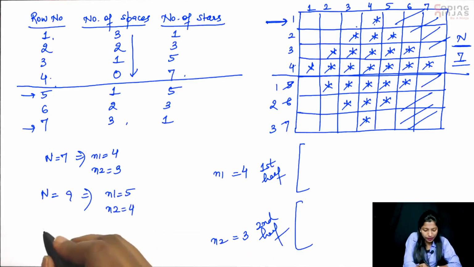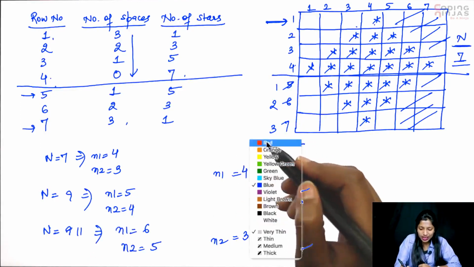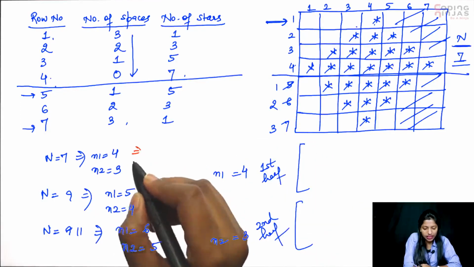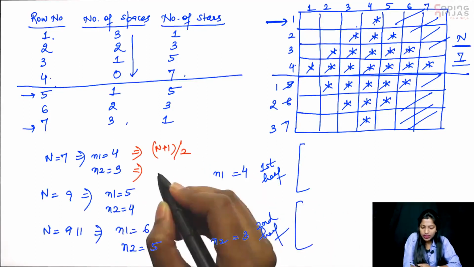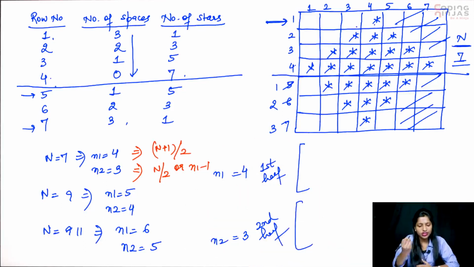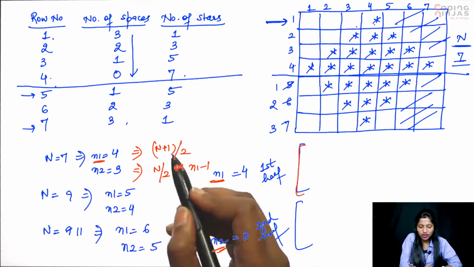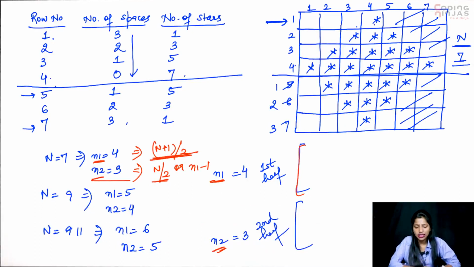This way we should deal with our pattern. If my n is 11, then my n1 should be, I guess, 6 and n2 should be 5, right? I guess you can see the pattern here. So n1 can be generalized as (n plus 1) by 2, and n2 can be simply n by 2 or n1 minus 1. So this is the general expression for figuring out the value of n1 and n2. n1 represents the number of rows in my first half and n2 represents the number of rows in my second half. So n1 should be (n plus 1) by 2 and n2 should be either n by 2 or n1 minus 1, right? So this part is done.